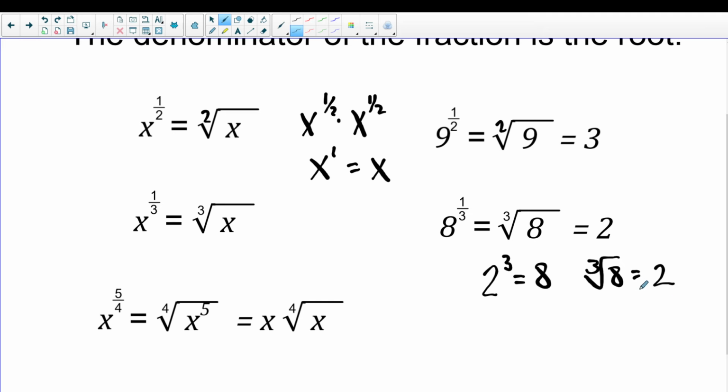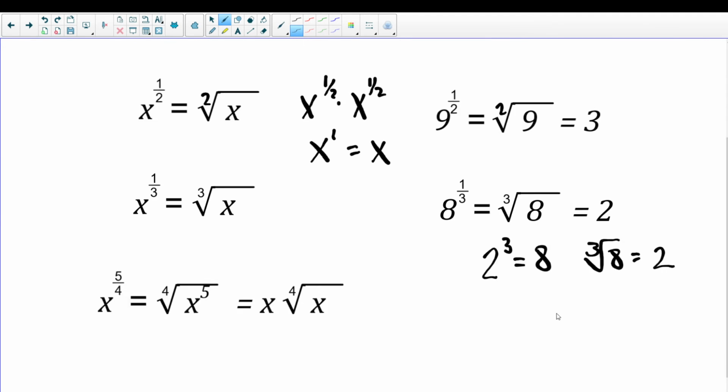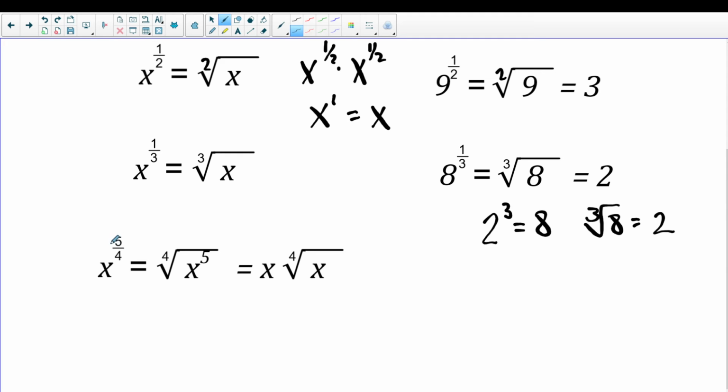2 multiplied together 3 times gives me 8. And then sometimes you'll see these with a numerator on here. What this numerator means is just simply the power of the thing under the radical sign. So this is the radical sign here. Underneath that root sign, that's the power of that.